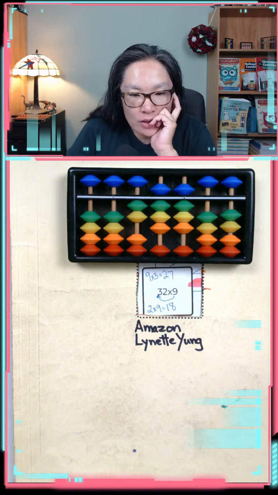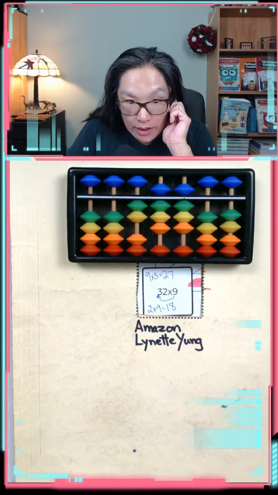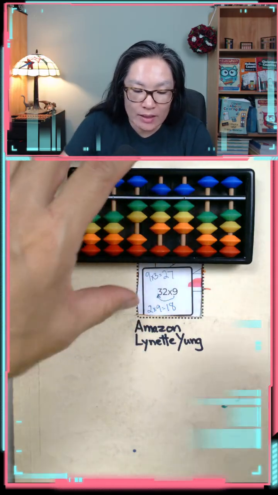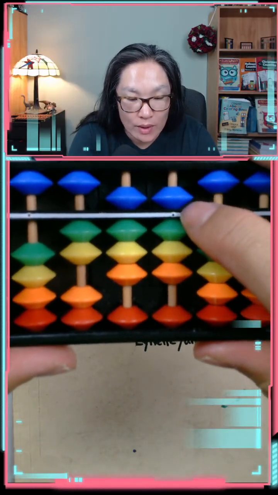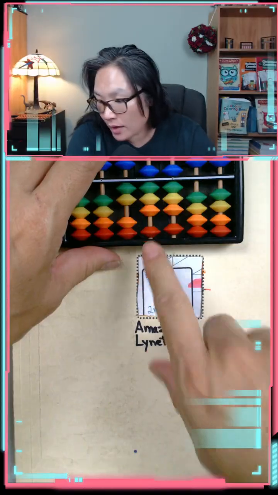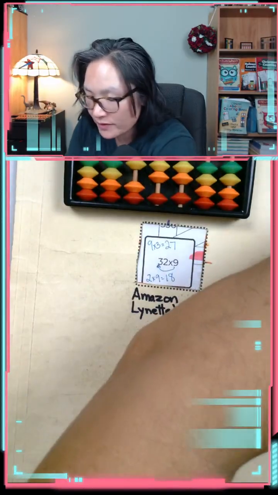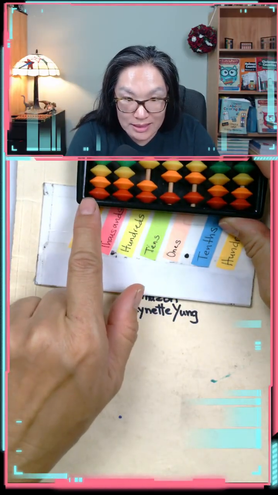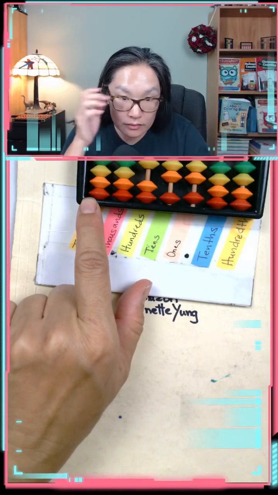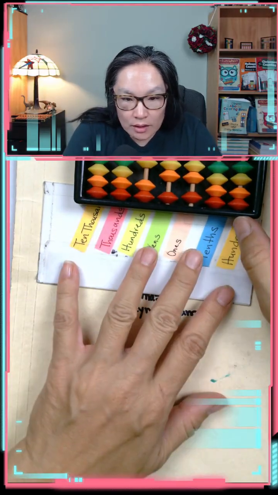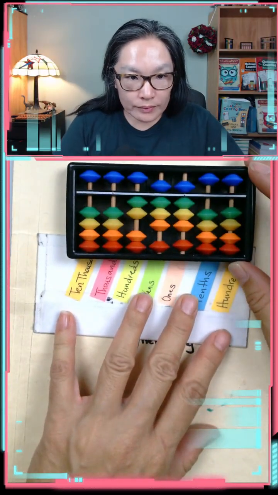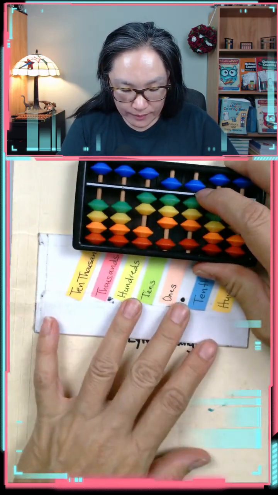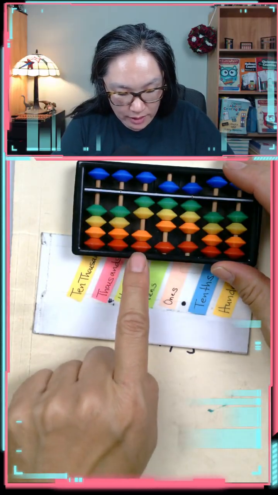So what about, I'm sorry, wait. How did you know what place to start? Because I have a label right here. This label tells me this is my ones place. So every column is a place value. So this would be my ones, my tens, hundreds, thousands, and then 10,000s. There's a little indicator right here. This is my ones place. So my ones, tens, hundreds, thousands, 10,000.